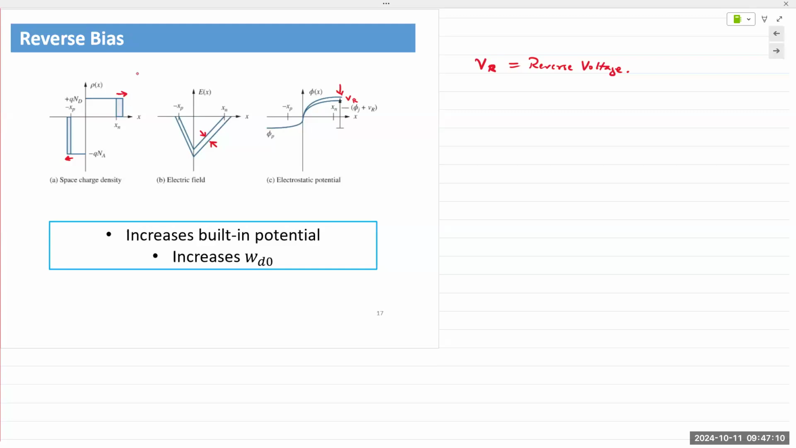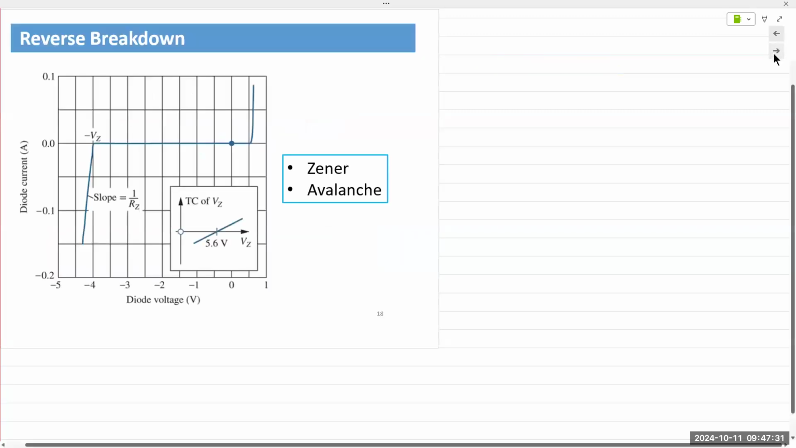So what if you keep increasing the voltage in the reverse bias? What do you think would happen? We keep increasing, and the electrons and holes are pulled apart and apart and apart, more and more. What happens? At one point, a breakdown occurs, and that is known as the reverse breakdown.